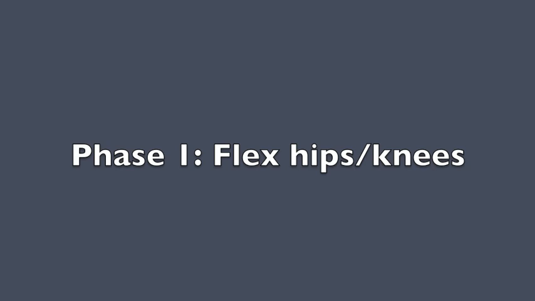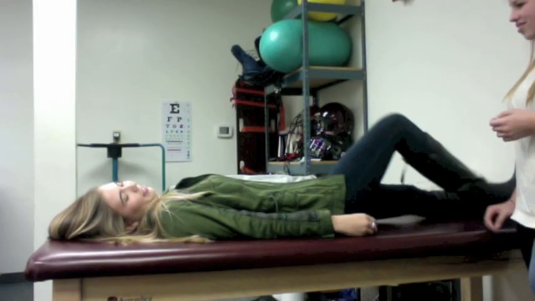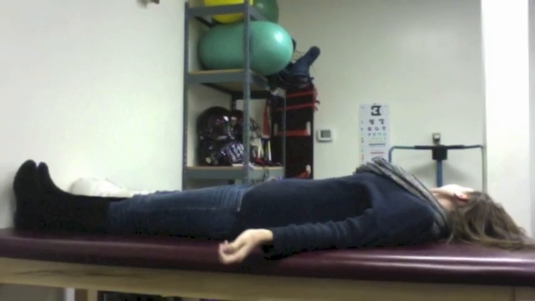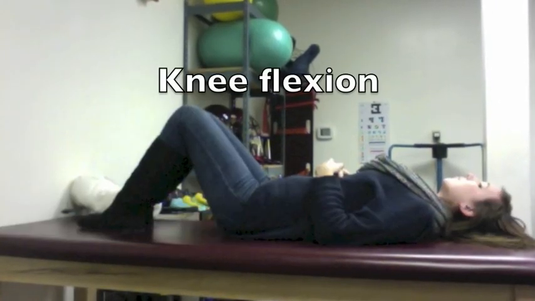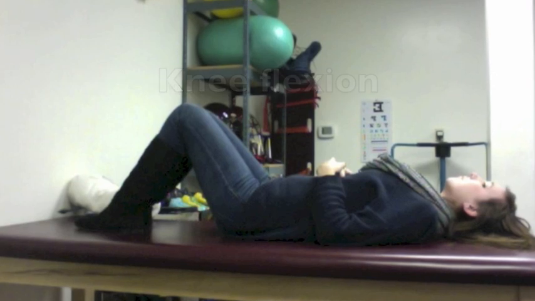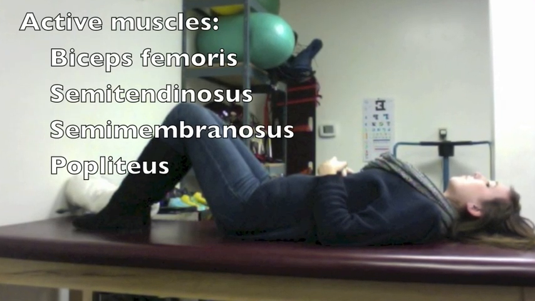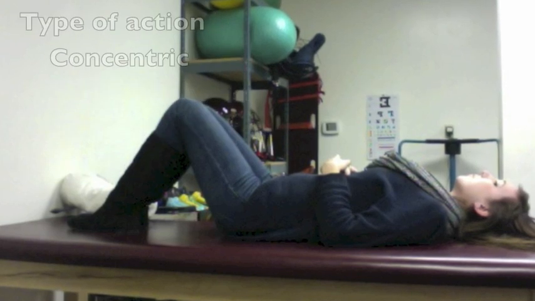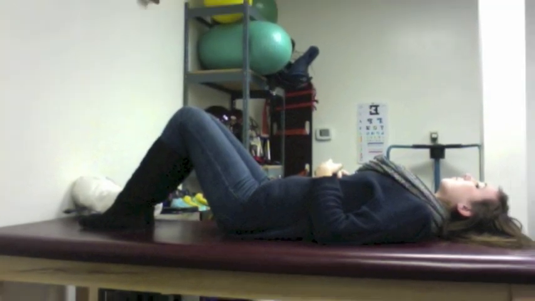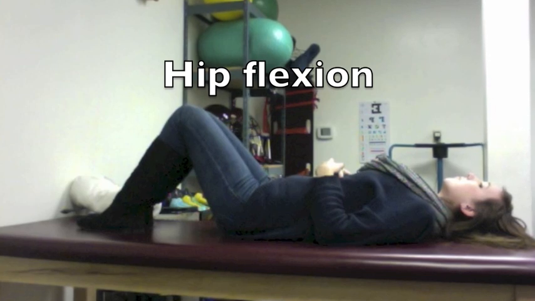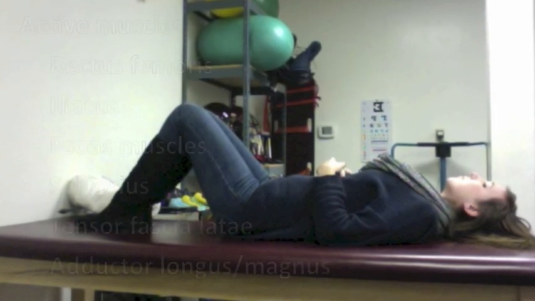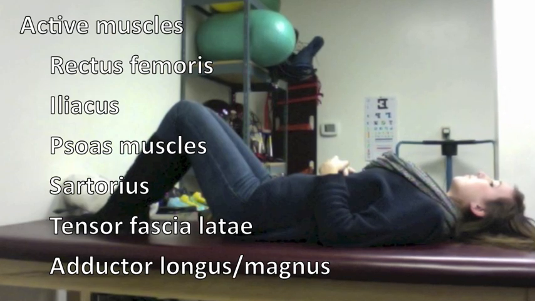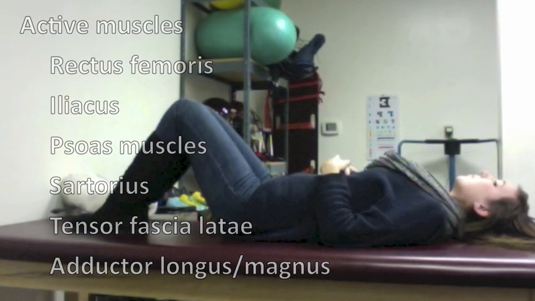The first phase is to flex at the hips and knees. Lying in supine, McKenna then flexes at the knees. The active muscles are the biceps femoris, semimembranosus, semitendinosus, and popliteus. The type of contraction is concentric. Hip flexion also occurs in phase 1. The active muscles are rectus femoris, iliacus, psoas muscle, sartorius, tensor fascia lata, adductor longus.